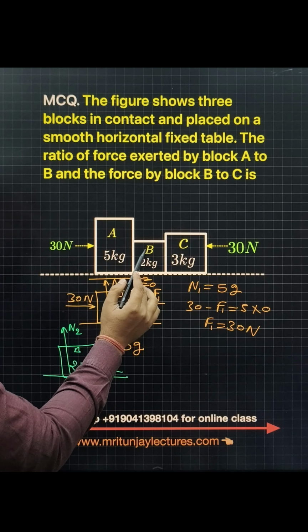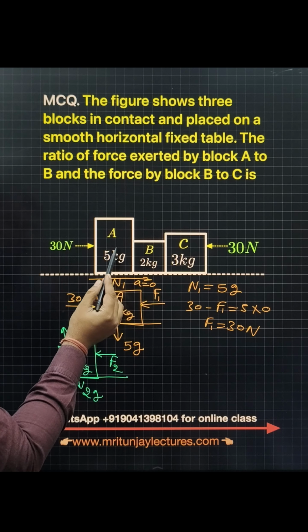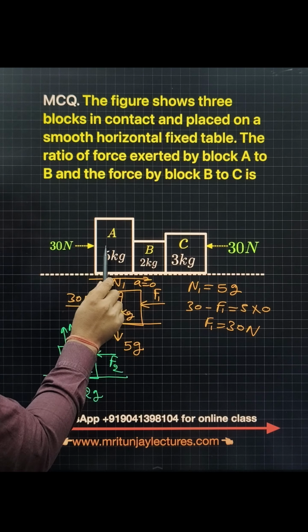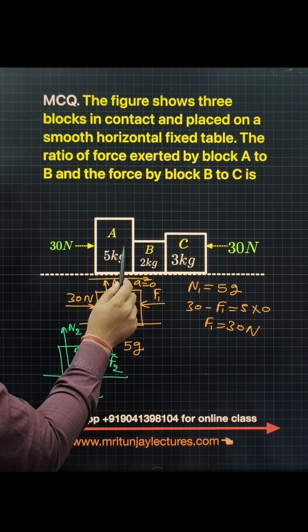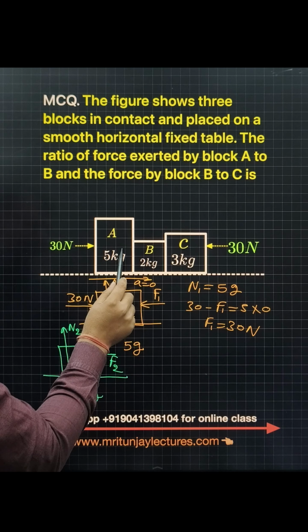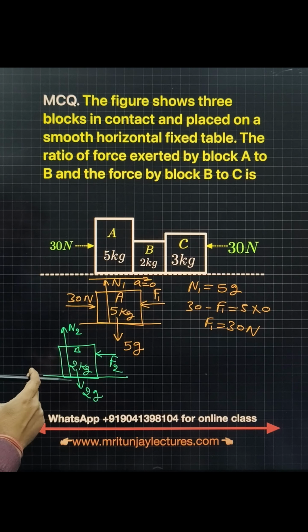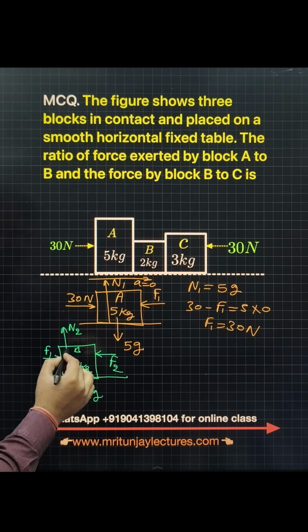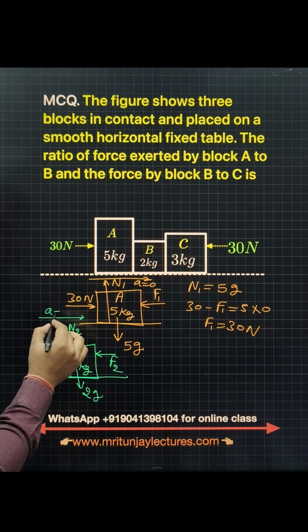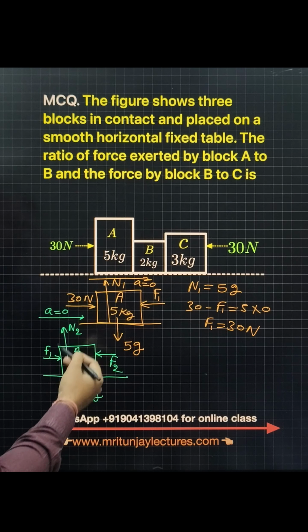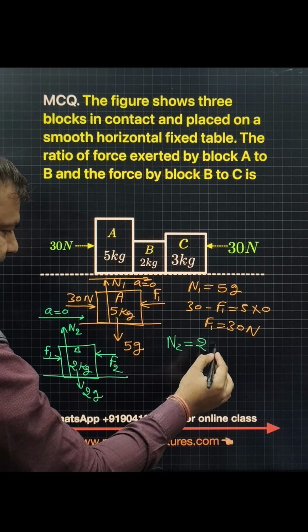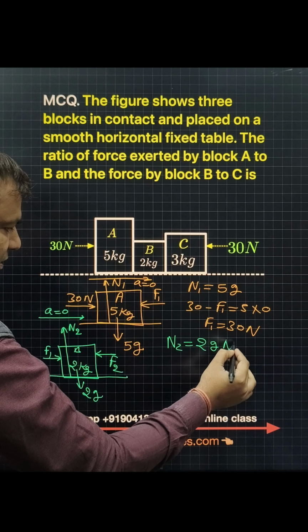Now what about A on B? Simply according to Newton's third law, if B applies on A is F1, then A also applies on B is F1. Why? Because of action and reaction. So simply written F1. Clear? And this block is not moving in this direction because the acceleration is 0. So what about N2? N2 is 2 into g, so 20 Newton.